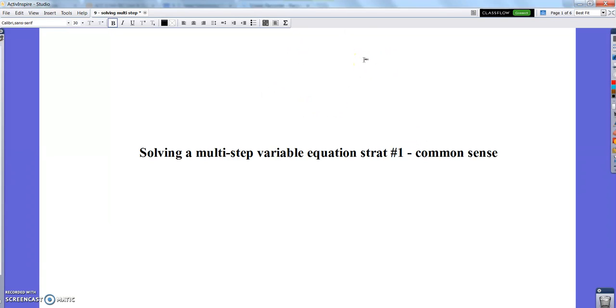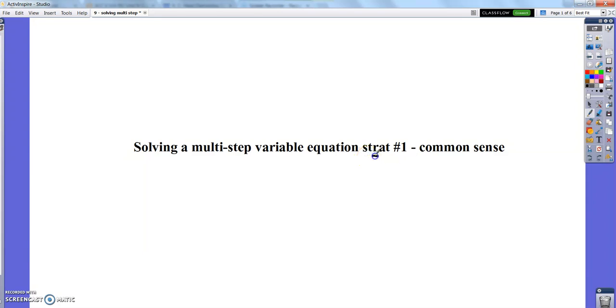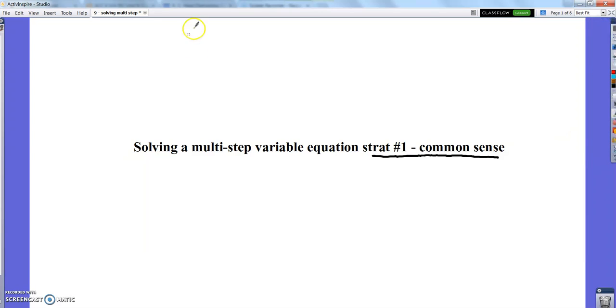And just like when we solved easier variable equations back in the 6th grade part of the year, strategy number 1 is going to be common sense. Always a good strategy and always one to rely on when the problem's easy enough to do. So go ahead and make this your next title on your next free page. Close it up and concentrate with me.